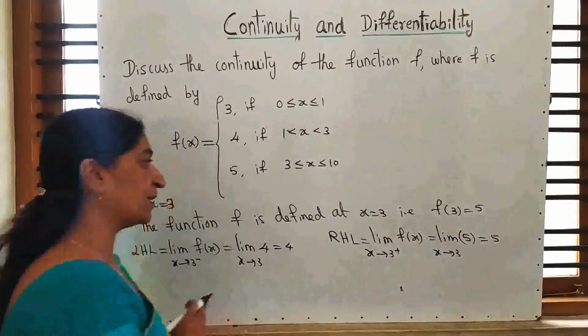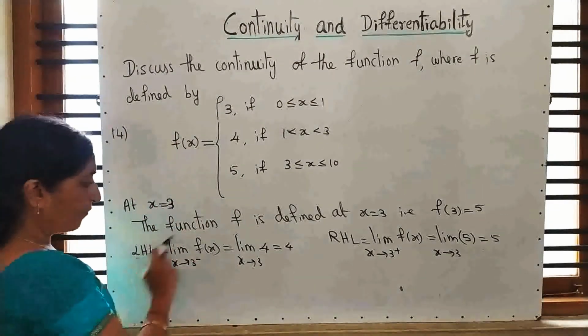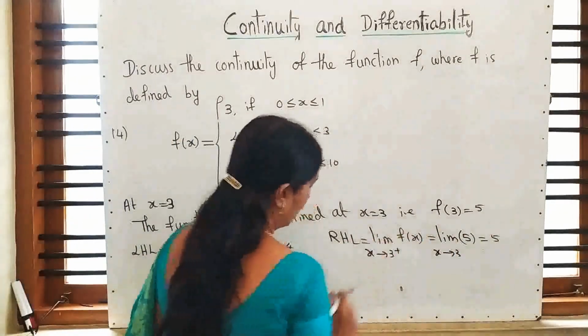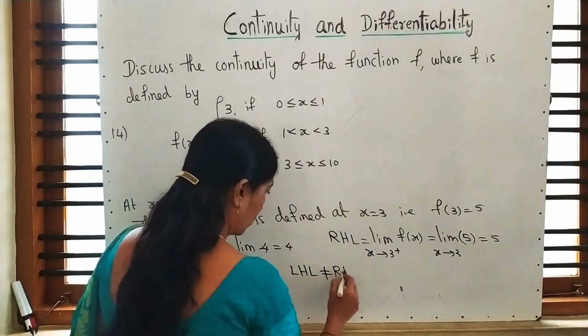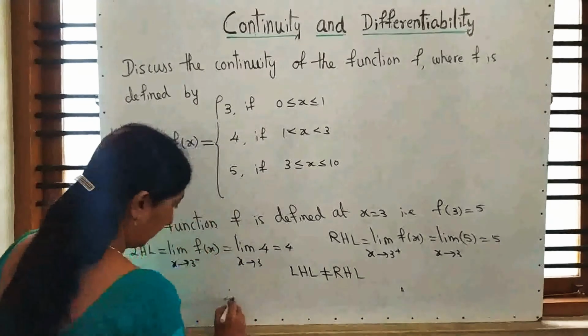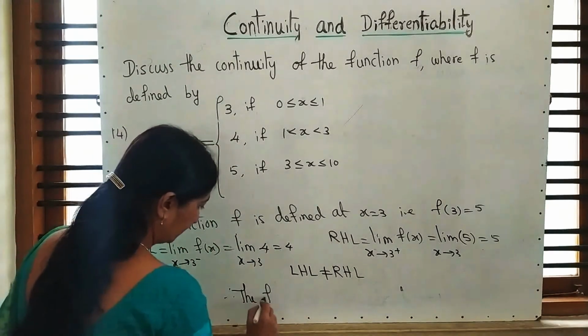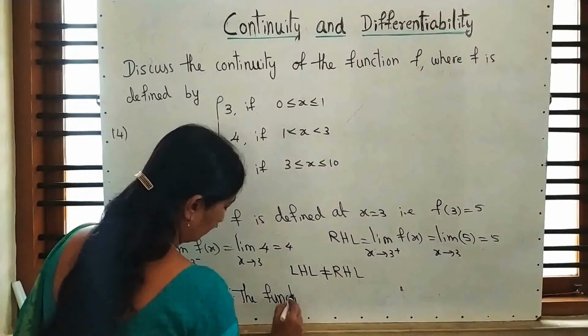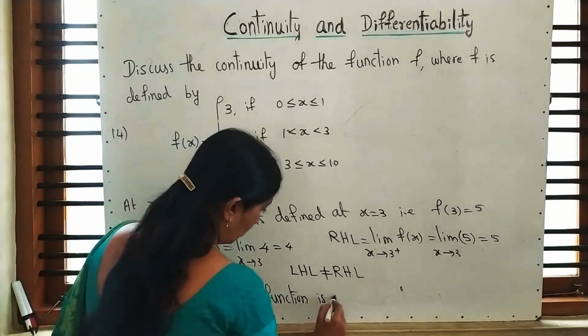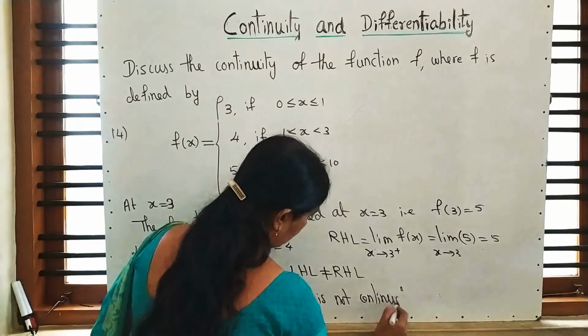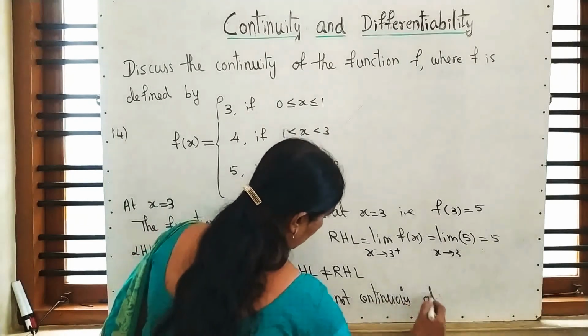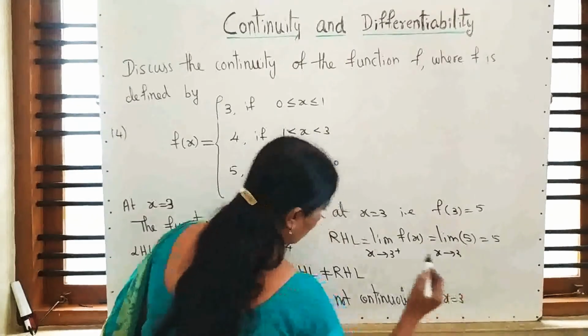See, easily you can give the conclusion. Left hand limit is 4 and right hand limit is 5. That means LHL is not equal to RHL. Therefore, the function is not continuous at x is equal to 3.